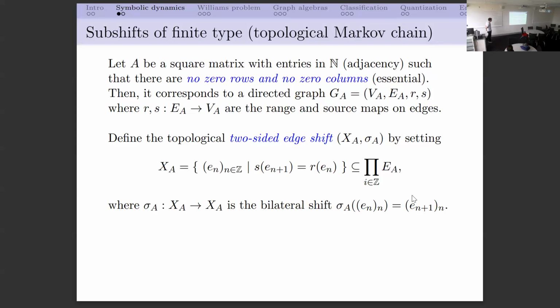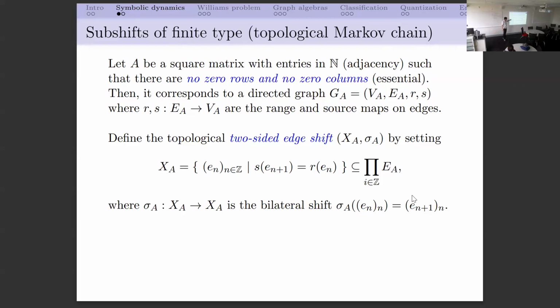I can define the so-called topological two-sided edge shift. How do I do that? Exactly the same way I did XL. I take the edge set, which is finite. All my matrices are finite, all entries are finite. You should know this for my talk. I mean, not in general, by any means. So I take the product of the edge sets. That gives me, with the product topology, some Cantor set. And I consider the subset of bi-infinite paths in this graph. This is called the two-sided topological edge shift.